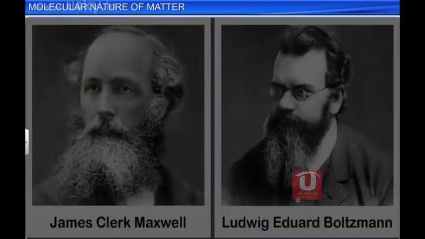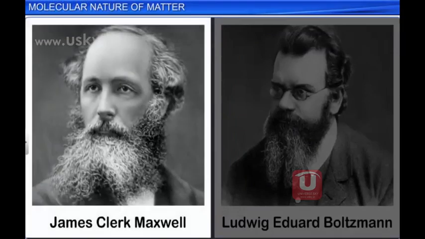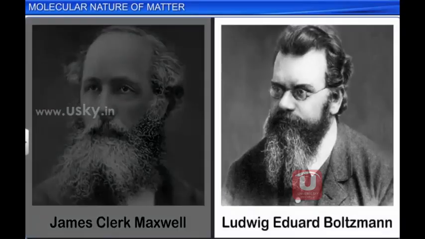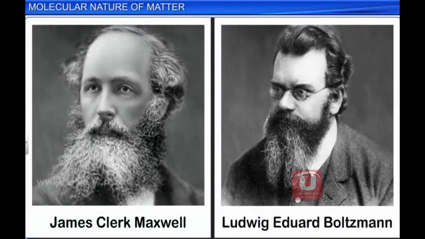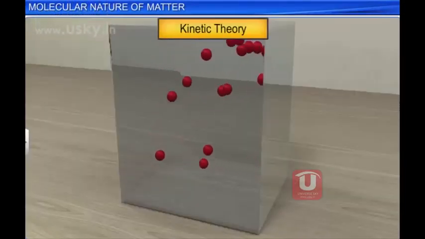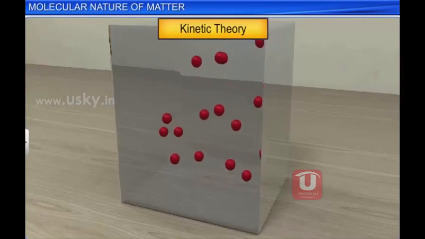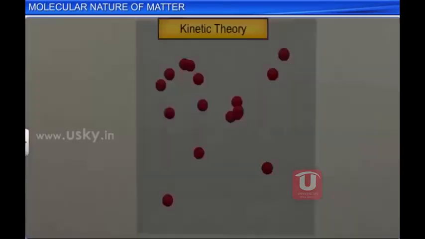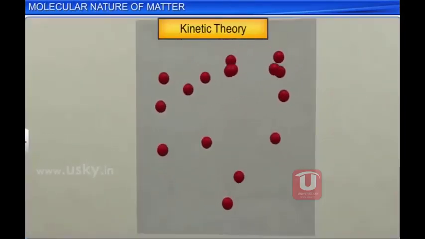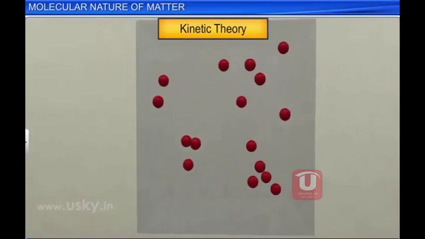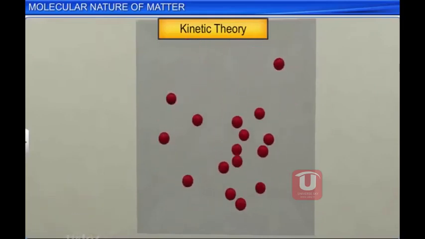Later in the 19th century, Maxwell, Boltzmann, and others successfully developed kinetic theory. Kinetic theory explains the behavior of gases based on the idea that gas consists of atoms or molecules which are in constant random motion.